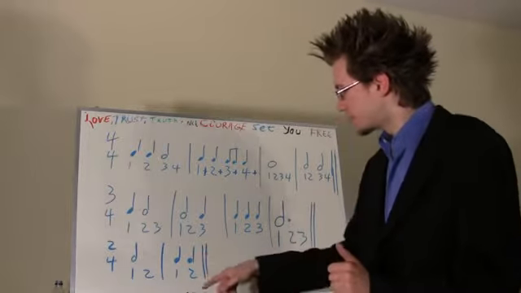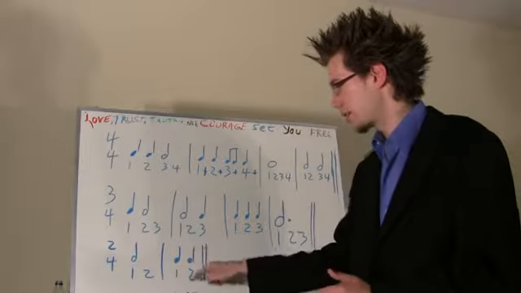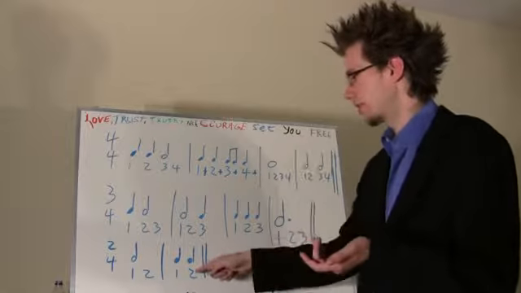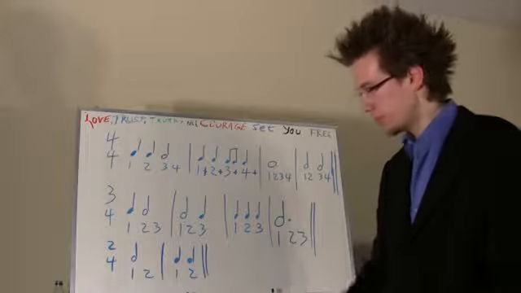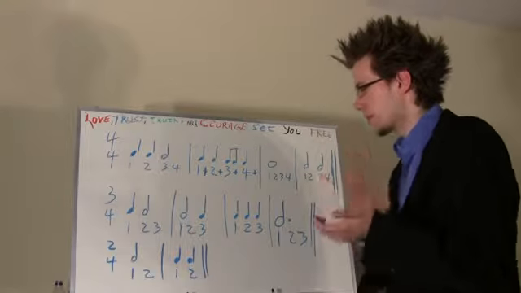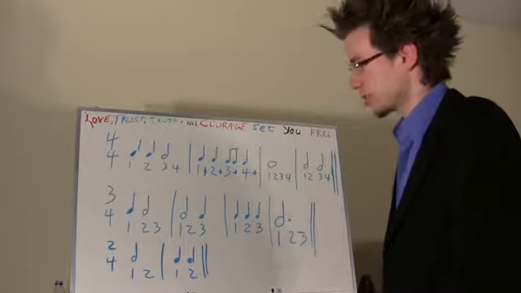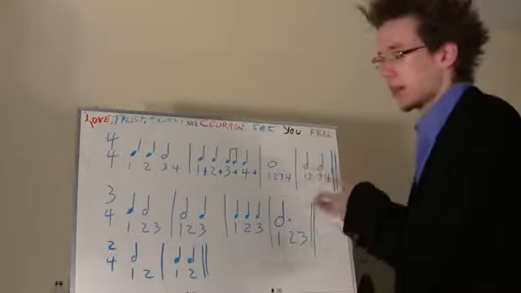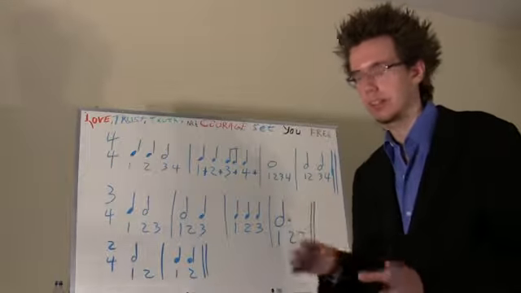Okay, so now the last one we have is 2-4. So I have a half note here, and we just go 1, 2. And then the next bar goes 1, 2. You just count up to 2. So it's just 1, 2, 1, 2. Pretty easy. So those are those. I'll take a picture of it and put it in the video so you can get a nice clear picture of what it's all going to look like.